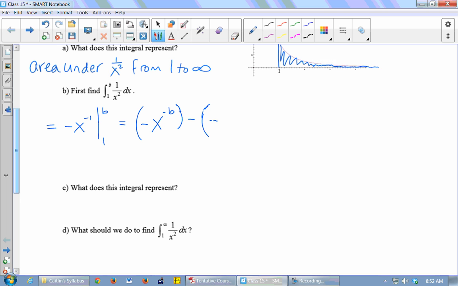Whoops, I messed up, sorry. Negative b to the negative 1 minus negative 1 to the negative 1. So that's negative 1 over b. And 1 to the negative 1, that's 1. So this is plus 1. Okay, so what does that integral represent?